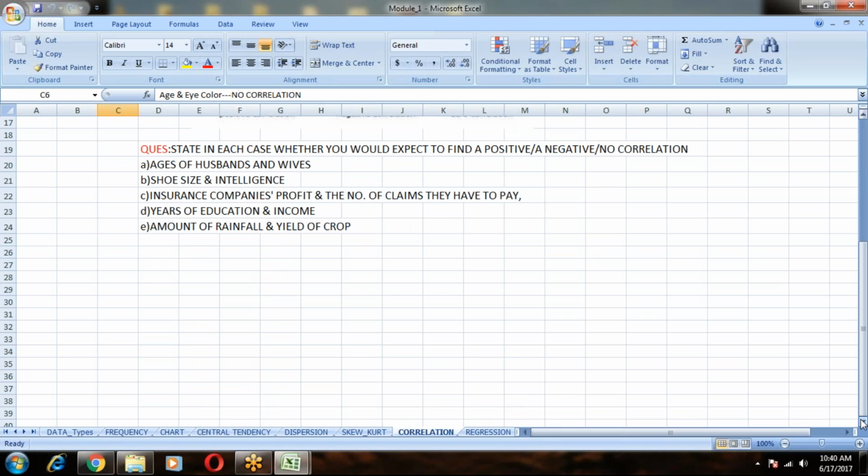I'm having five examples, A, B, C, D, E. You have to tell me what type of relationship they are having. The first one is ages of husbands and wives, whether they are related or not. Shoe size and intelligence, insurance companies' profit and the number of claims they have to pay, years of education and income, amount of rainfall and yield of crop. I'm giving you 2 minutes to complete it and answer what type of relationship they are having. Please write down your answer all together, A, B, C, D, E, not separately. Okay? And then I'm going to discuss.